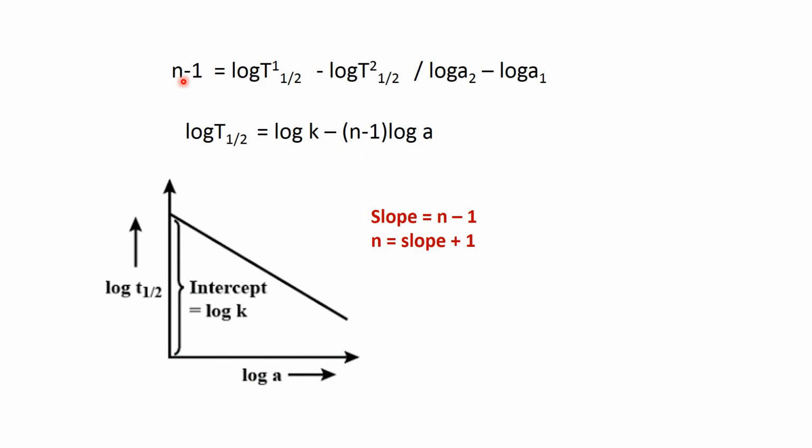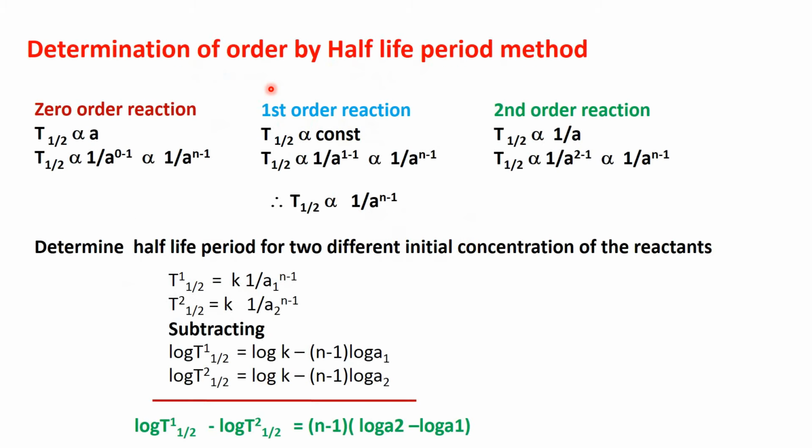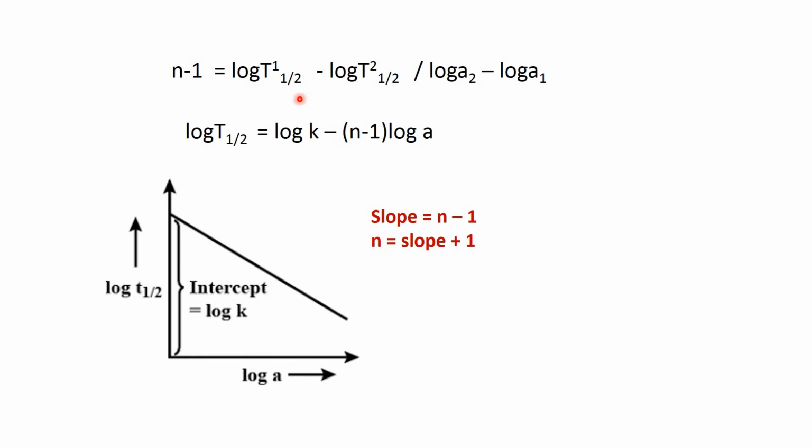So from that equation, n minus 1 will be this divided by this. So n minus 1 equals log T1 half minus log T2 half divided by log A2 minus log A1. So in general, from here also you can calculate. For two different initial concentrations of the reactant, you have determined the half-life period. So you know the half-life period for concentration A1 and concentration A2. Put these values in, n minus 1 is equal to these things.